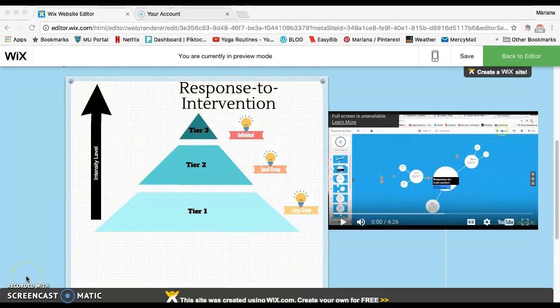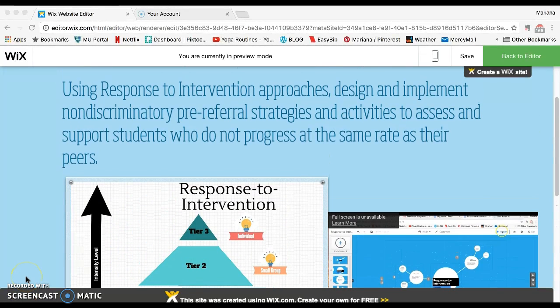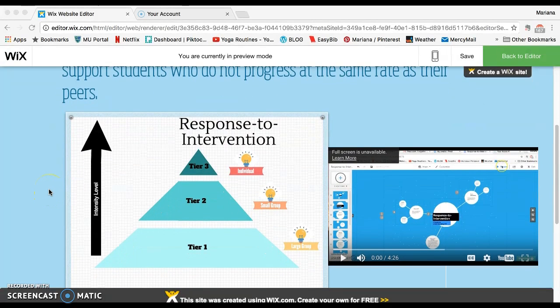Okay, so for competency number 3, which is using response to intervention approaches, design and implement non-discriminatory pre-referral strategies and activities to assess and support students who do not progress at the same rate as their peers. I created two artifacts here.